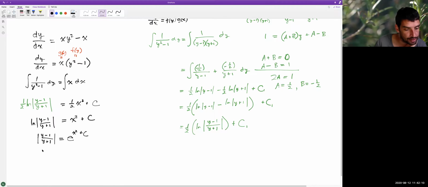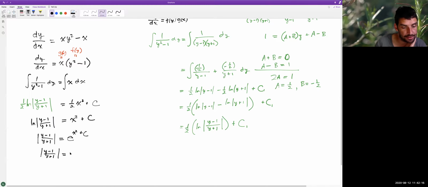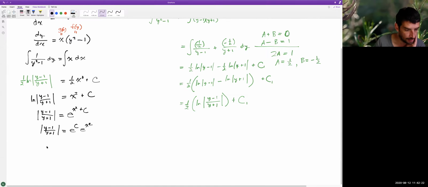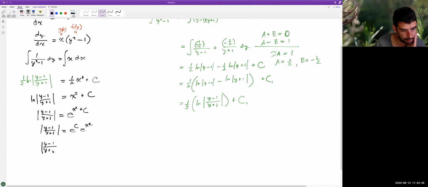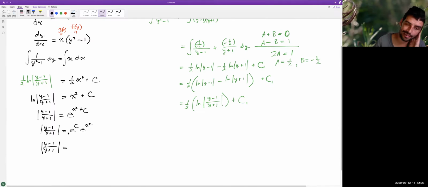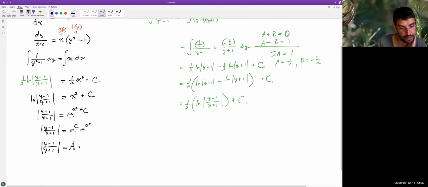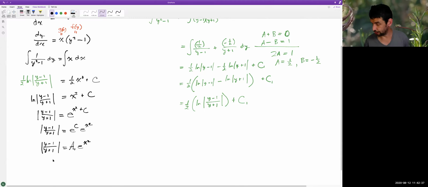And I can rewrite this similar to how we did in the previous example. This becomes e to the c, e to the x squared. And then (y minus 1) over (y plus 1). This can become a constant. I'll just call it a1, e to the x squared. Okay? So far, so good.